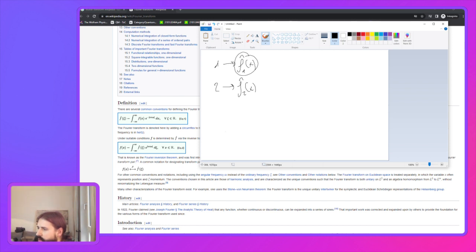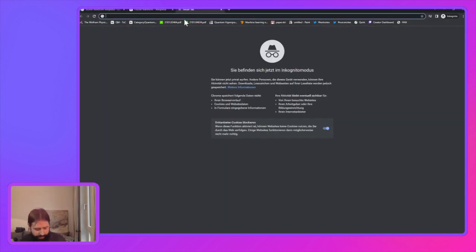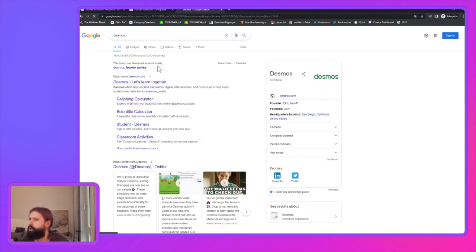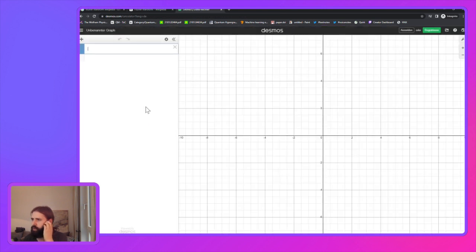Let's do a simple example where we pick a function. Let's take something basic, although that might be difficult because it's a bit of an edge case. Again, what was that app? Desmos? I think it's Desmos, the Desmos graph calculator.